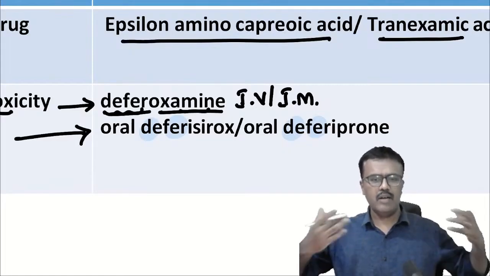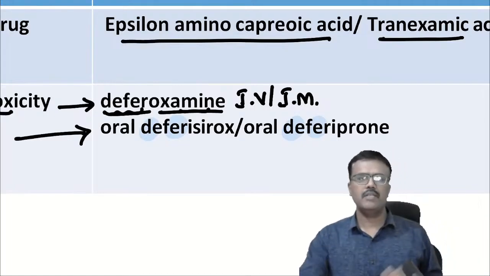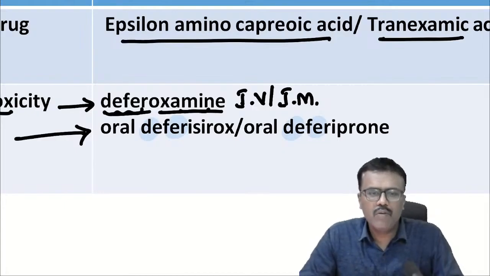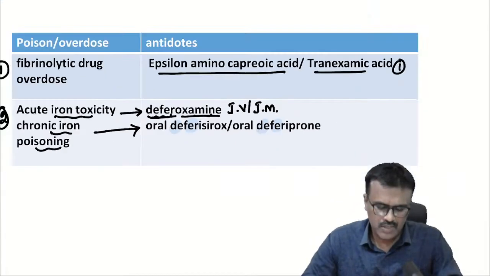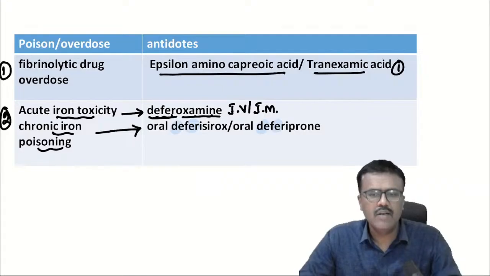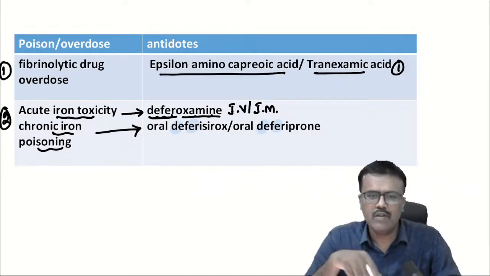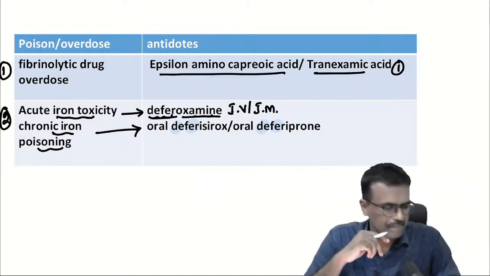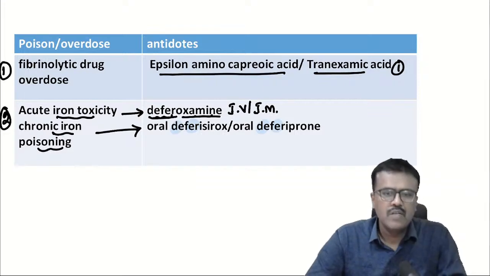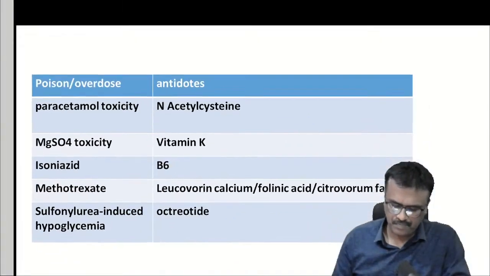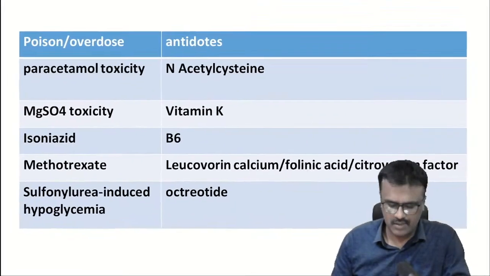Where you see chronic iron poisoning: thalassemia patients, where we transfuse the blood repeatedly, the iron overload will happen. And where do you see acute iron poisoning? Usually kids. Parents would have kept the iron capsules, they don't know. They will swallow that and come to the hospitals. So that's why the questions are being tested here. So let us do other things.